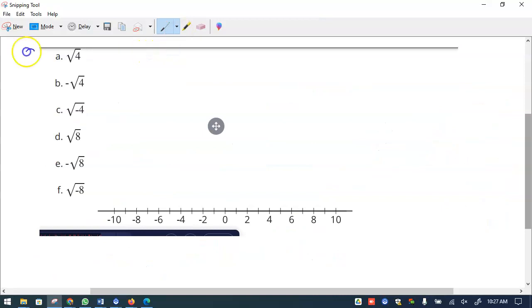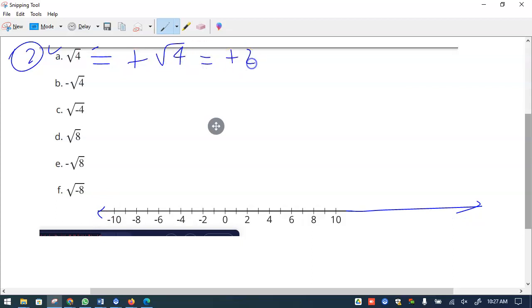So question number 2, you're supposed to represent each of these on the number line. So if this is the number line, the first one, the square root of 4, is positive, so it is plus 2. So plus 2 is right here. This is the number square root of 4. The second one is minus the square root of 4, which is minus 2. So minus 2 is minus square root of 4.